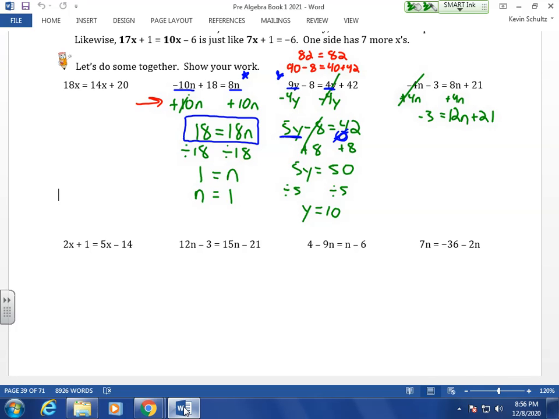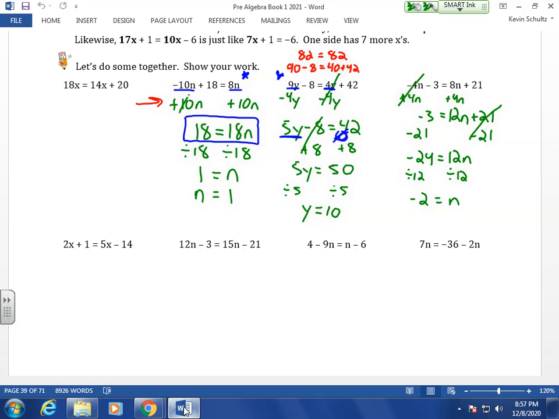Okay. I've got a two-step equation. Negative 3 equals 12n plus 21. Start with my constant. Move it to the other side using opposite operations here. So negative 3 minus 21 is a negative 24. That equals 12n. Those have canceled out. Divide both sides by 12 to get n by itself. And we get negative 2 as a value for n.